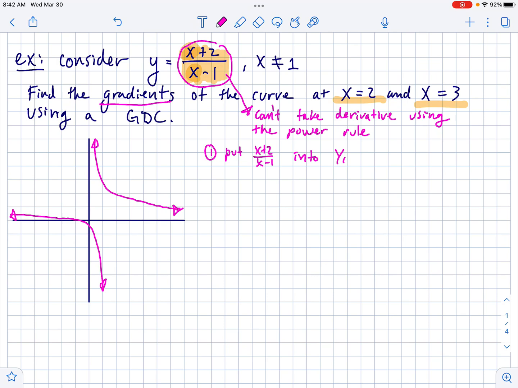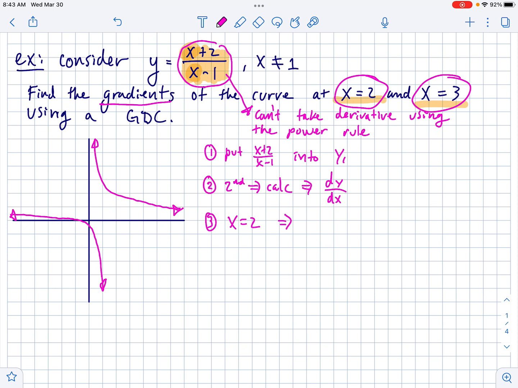To find the gradients of the curve, which are just the slopes, and which you would normally find using the derivative, you're going to hit second, calc. Then find the dy dx button, which you may have seen before and thought, oh, I know that notation now, it's a derivative. If you hit the dy dx button, it's going to ask you to trace along the curve. But instead of tracing, you can just put in the x value you're looking for. If I just hit 2, it says x is equal to 2, and then you hit enter.